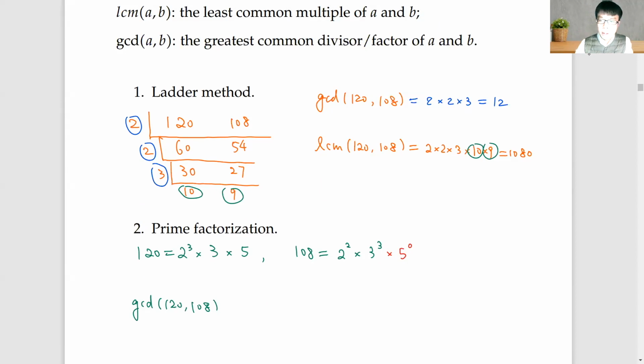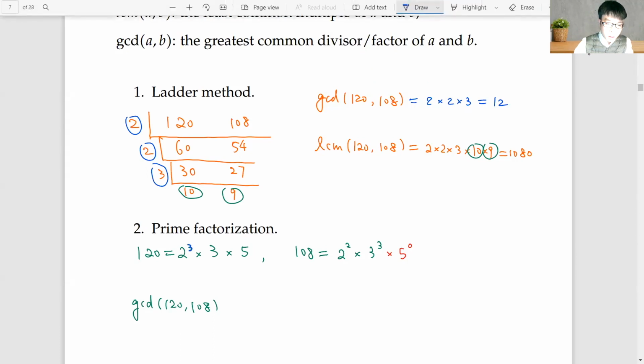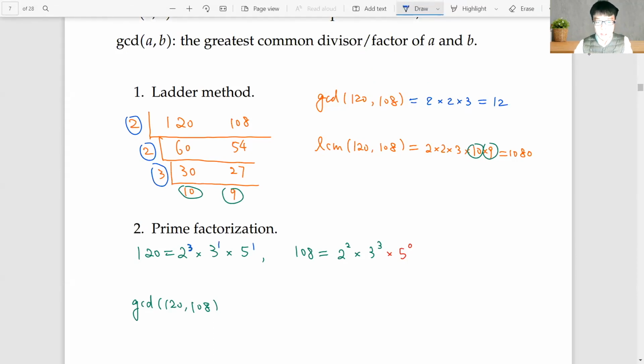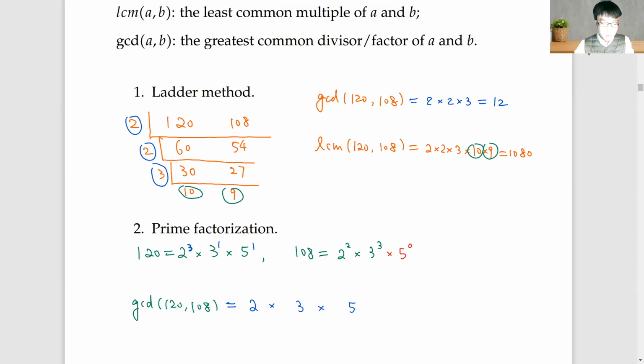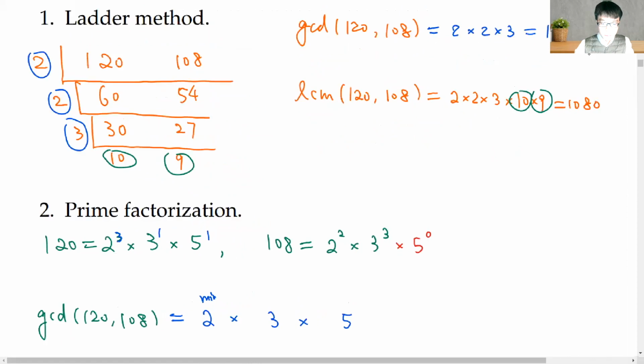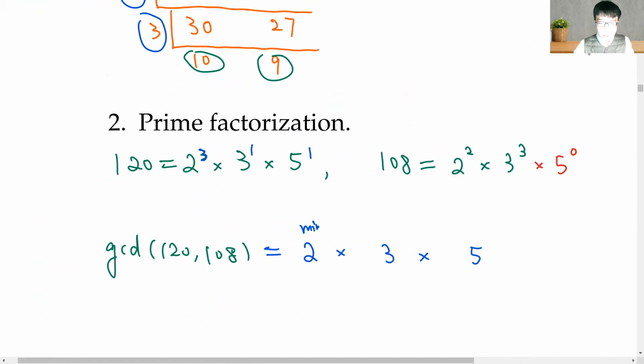In this way, we compare their exponents. For 120, the exponents are 3, 1, and 1. For 108, the exponents are 2, 3, and 0. So the GCD means we take the smaller exponent for each prime. So we also have 2 and 3 and 5. But when we look at exponents, we take the smaller number. For 2, the exponents are 3 and 2. So we take the minimum of 3 and 2. That's the exponent for 2.